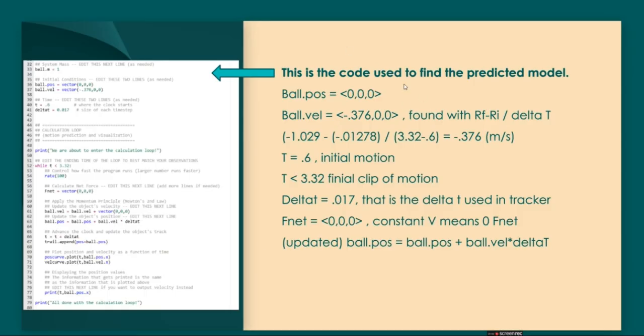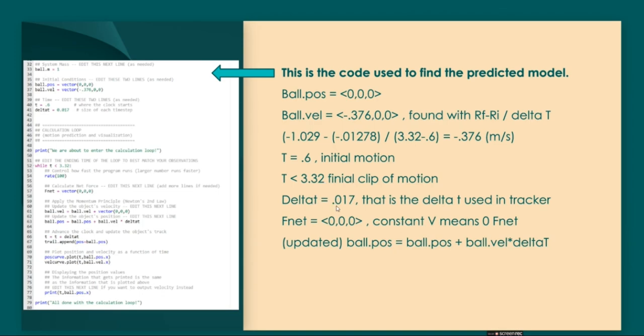So this is the code that we used to find the predicted model. It's right here, but this is the important part of it. The starting position is 0. This is the velocity, the constant velocity, and we found it using final position minus initial position divided by delta t right here. Our initial starting time was 0.6 seconds because that's when our motion started, and our final time was 3.32 seconds because that's the final time stamp of the clip that has motion.